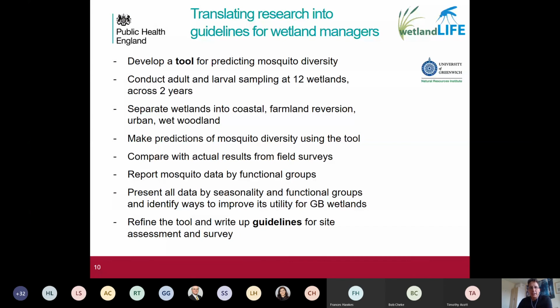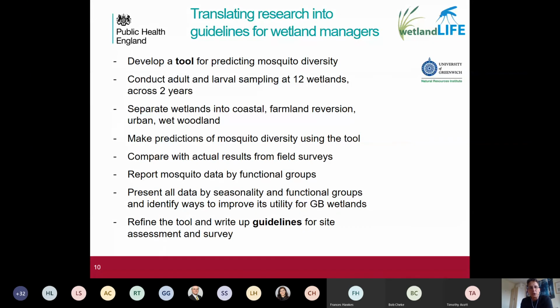So from this work, it became quite clear that we need to translate this research into guidelines for wetland managers, so that when somebody has a concern, they can immediately pick up a handbook and learn more about mosquitoes at their leisure. Currently the only things available are identification keys, which provide minimal information on the biology of mosquitoes, and not everybody has time to trawl through the literature looking for the original science.